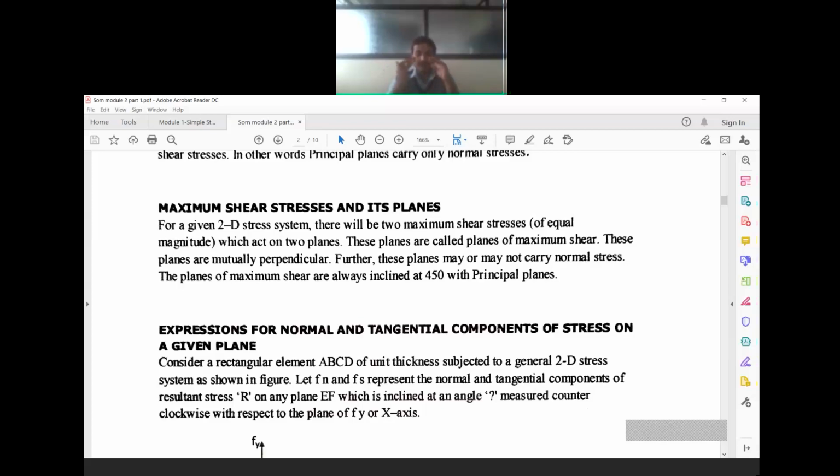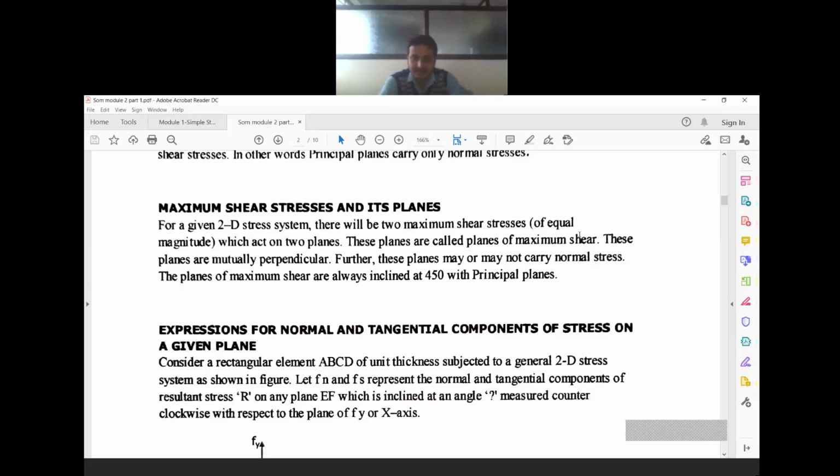So how will this plane be? For understanding what this plane is, actually it is just a principle. For a given 2D stress system, there will be two maximum shear stresses of equal magnitude, which act on two planes. These planes are called planes of maximum shear. These planes are mutually perpendicular. Further, these planes may or may not carry normal stresses. The planes of maximum shear are always inclined at 45 degree with principal planes.